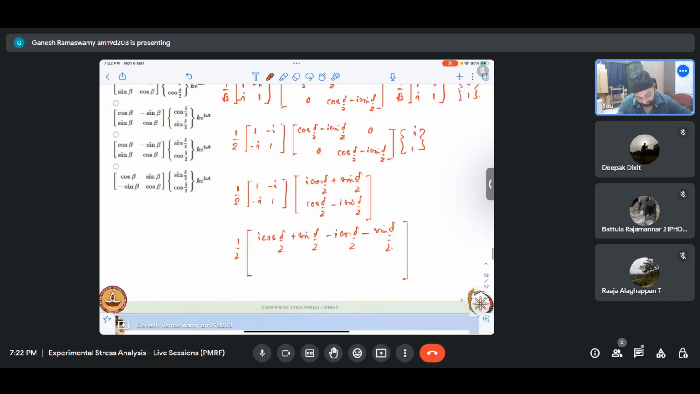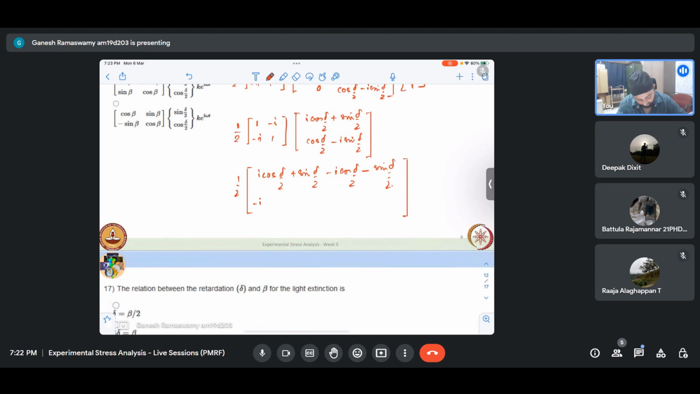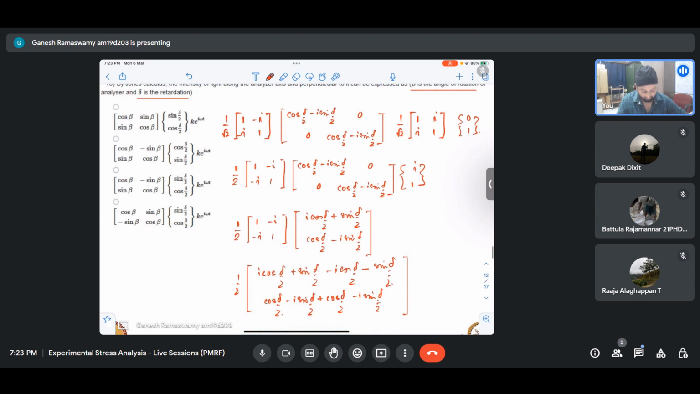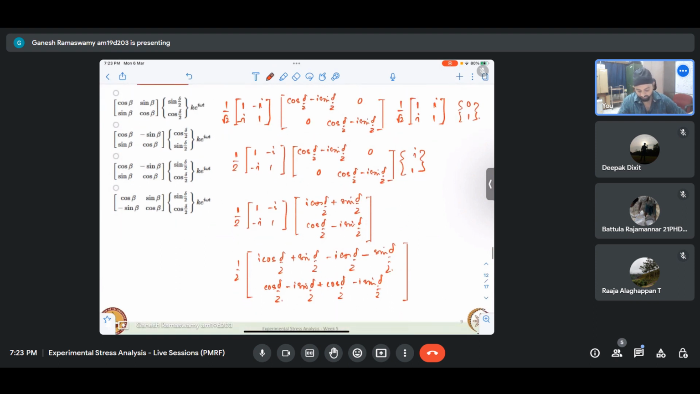It will be minus i cos delta by 2, cos delta by 2 minus i sine delta by 2 plus cos delta by 2. Yeah, I think there is a minus or plus floating around somewhere, which is causing the issue. You can work this out. So essentially it will come to sine delta by 2, cos delta by 2 in the numerator and denominator.